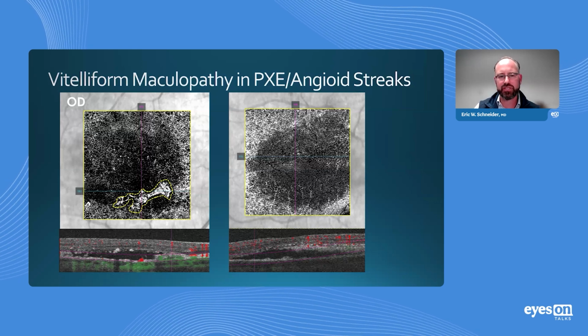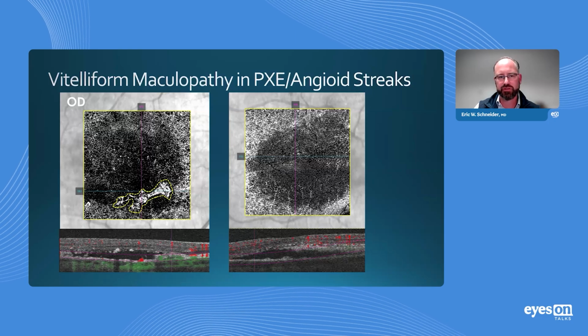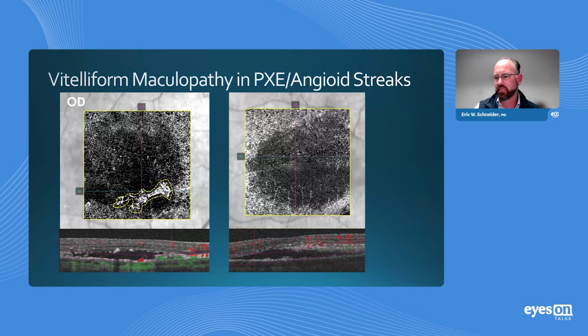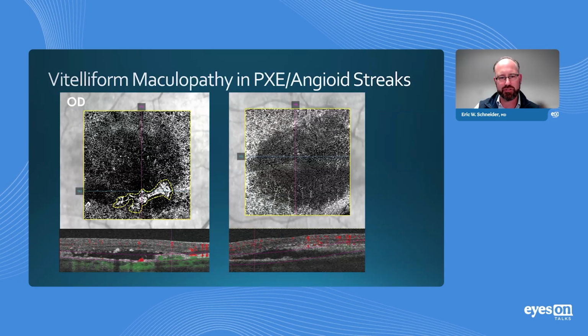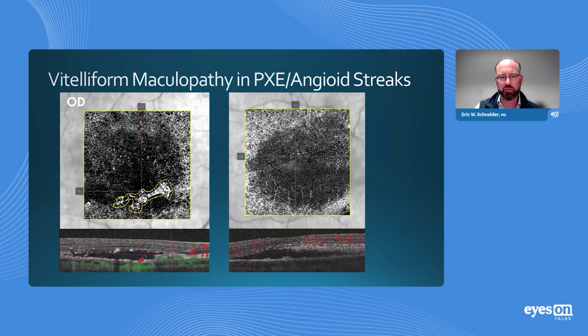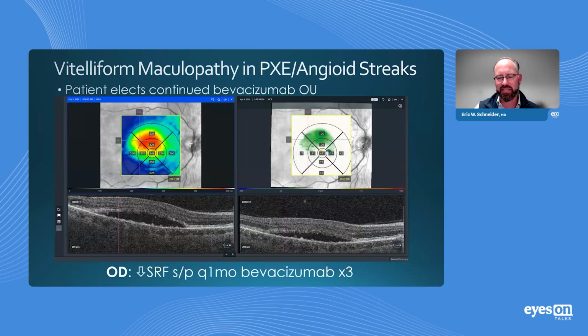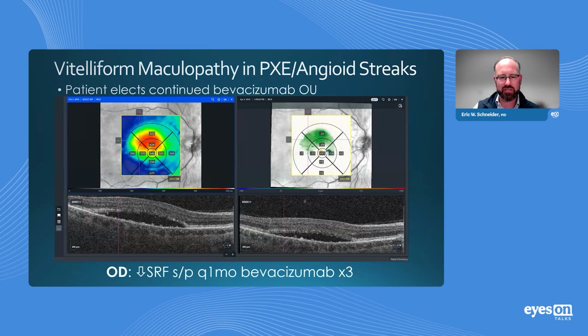Having said that, I gave this patient the option of continuing to treat the right eye only or treating both eyes. This patient felt very strongly that his prior provider was on the right track and had great confidence in him. So he ultimately elected to continue to treat both eyes. And this is where I think we see the power and the accuracy of OCTA.